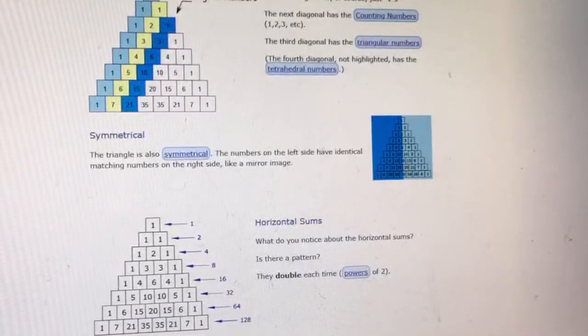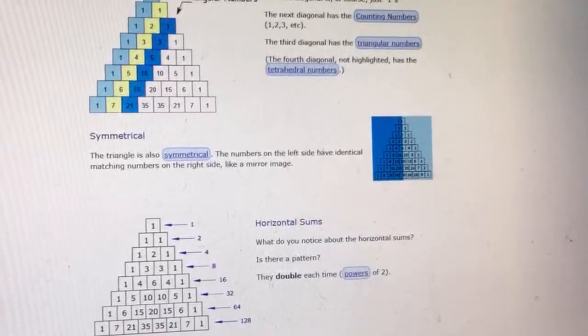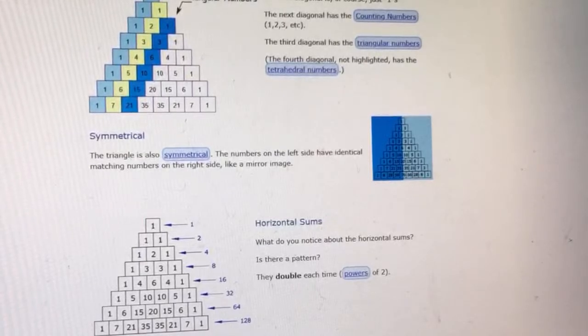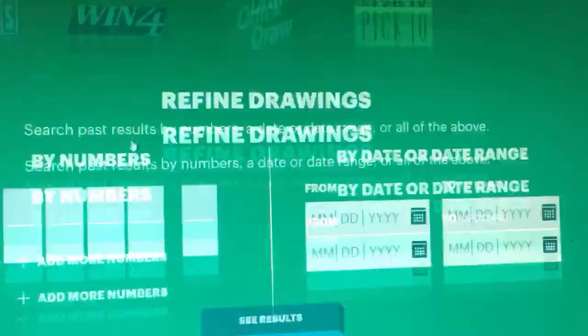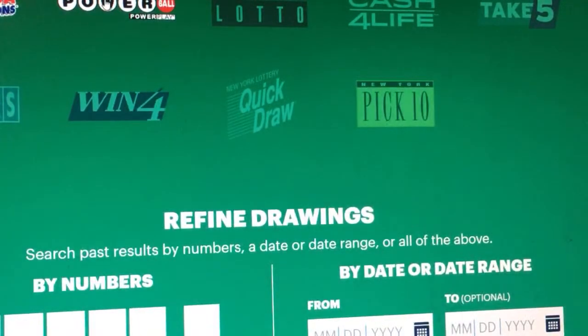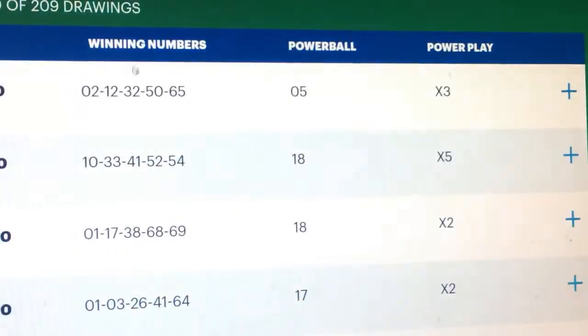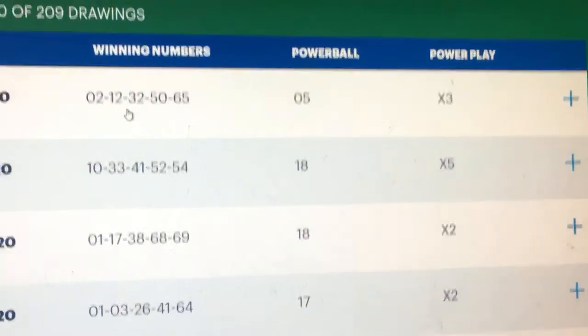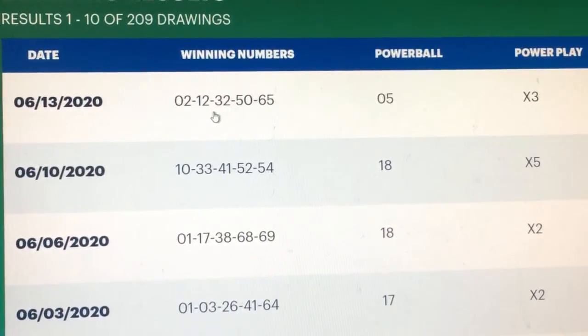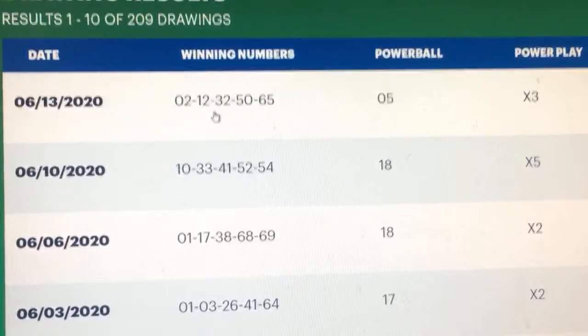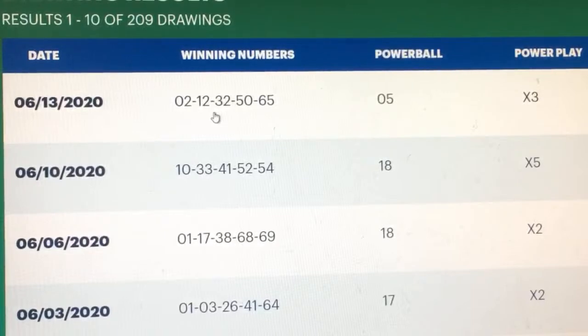So how do you use this system for Powerball? Which number do you start with to create the Pascal Triangle? Let's look at the Powerball list. Since tonight is Powerball, let's look at the Powerball list. And let's say, for instance, the Powerball numbers are 2, 12, 32, 50, 65. How do you know which number to start with to create the Pascal Triangle?